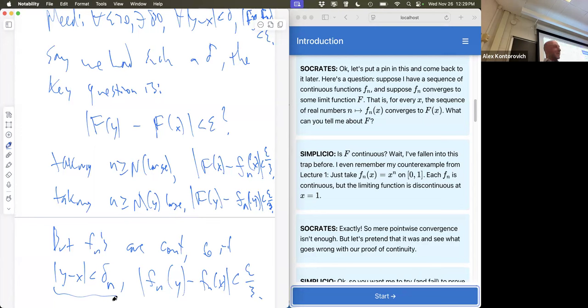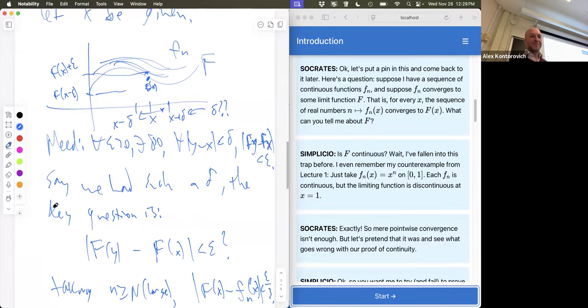The delta that I get depends on x, and the delta that I get here depends on y. And that's not good because I get different deltas for different y's. So this is really delta sub y. And who's to say that the minimum over all possible y's isn't zero? In fact, it can be zero. That's what happens with the function x to the n.